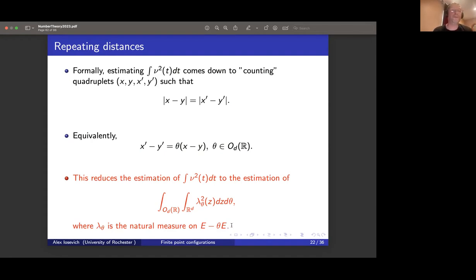So the beautiful idea here, and this idea is due to Iosevich and Sharir in the discrete setting, is that studying the L2 norm of the distance measure or functions, it doesn't really matter what the context is, comes down to understanding the structure of E minus theta E, where E is the underlying set and theta is a rotation, okay, in a suitable sense.